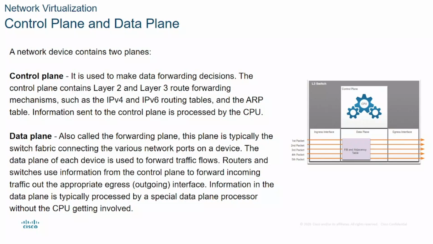The data plane, also called the forwarding plane, is typically the switch fabric connecting the various network ports on a device. The data plane for each device is used to forward traffic flows. Routers and switches use information from the control plane to forward incoming traffic out of the appropriate egress or outgoing interface. Information in the data plane is typically processed by a special data plane processor without the CPU getting involved.